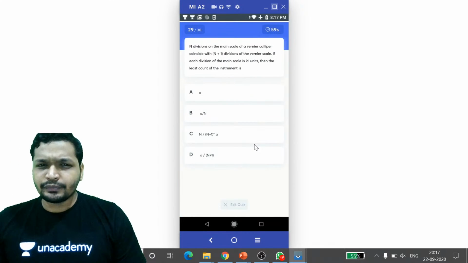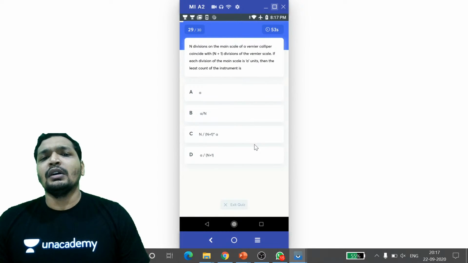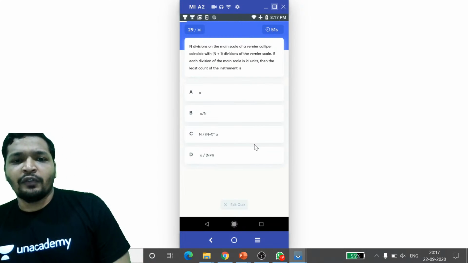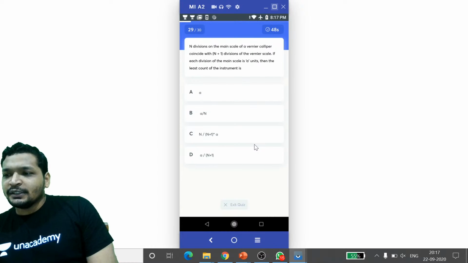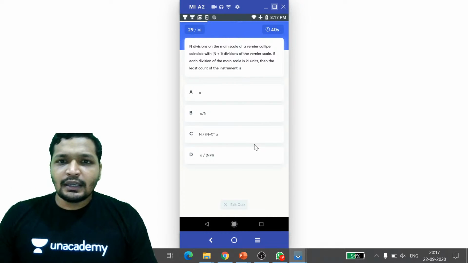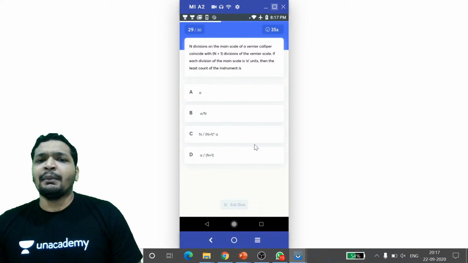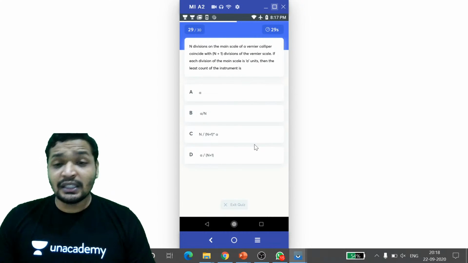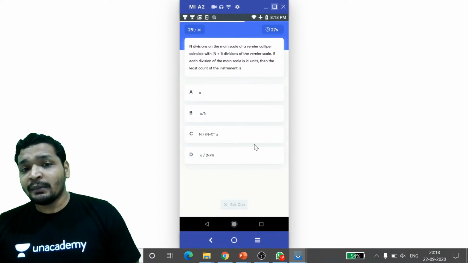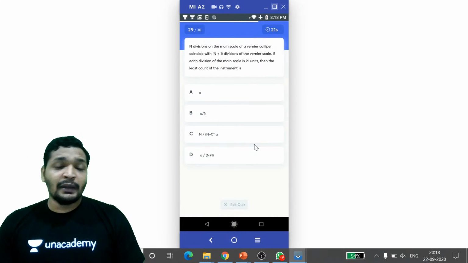Again the same one, I think. This is anyway just an offer, maybe like a bumper offer or something. But anyway, it sort of gets you accustomed to that question. n MSD is equal to n plus 1 VSD. It's n divided by n plus 1 MSD is equal to VSD. 1 VSD minus 1 MSD is equal to n divided by n plus 1 MSD minus MSD. Sorry, MSD minus n divided by n plus 1 MSD.